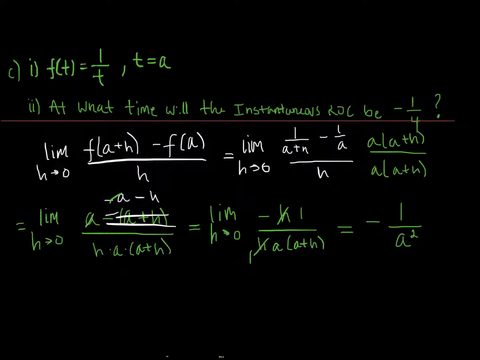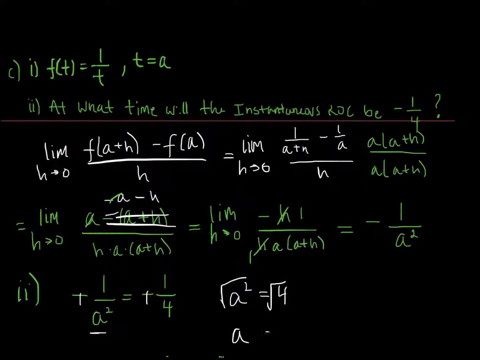And part 2 says, at what time will the instantaneous rate of change be negative 1/4? Well, this is the instantaneous rate of change when your time is a. So if you set negative 1 over a squared equal to negative 1/4, then you can solve for the time that you're looking for, a. How can you do that? Well, you can multiply by a negative on both sides to turn this into positives. And then you can take the reciprocal of both sides. You'll have a squared equals 4. And then you could square root both sides.